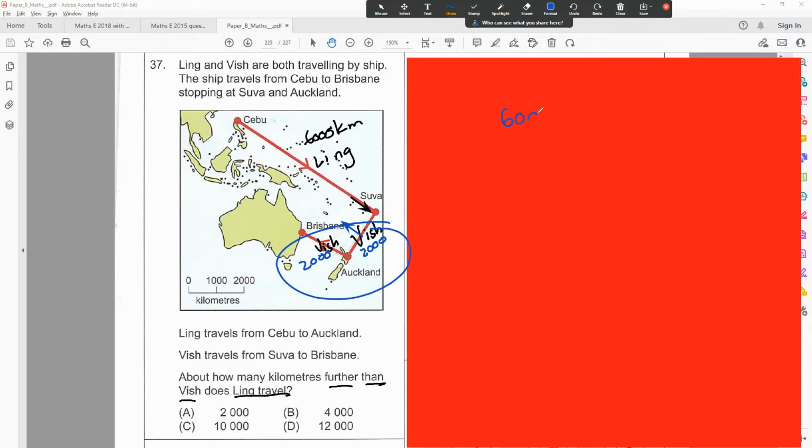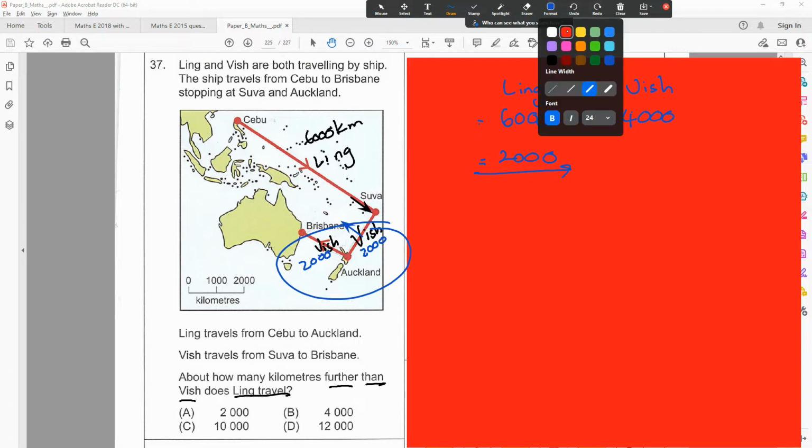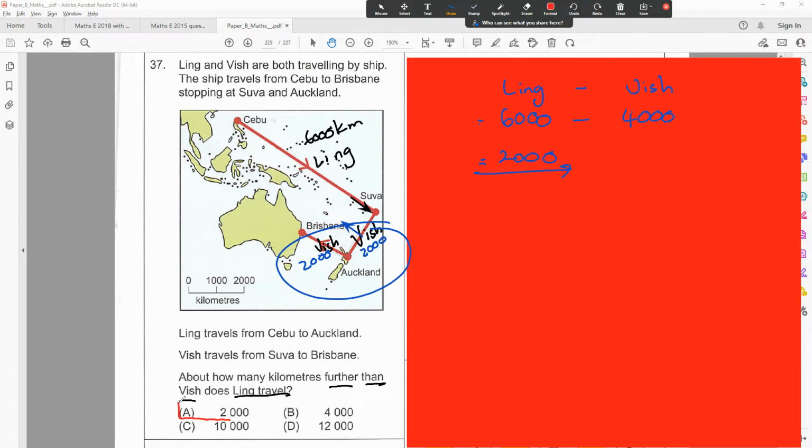So we then take 6,000, which is Ling's, and we're going to minus Vish, which is 4,000, and we get 2,000 from there. So the answer is going to be A. Why are we minusing it? Because it says how many kilometers further than the other one does that travel. So when you have to find something that's further than something else, you have to minus it, right?